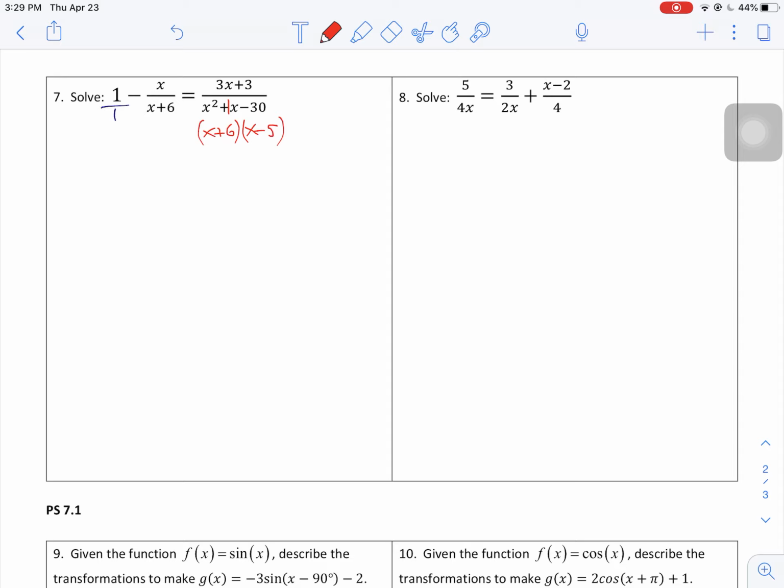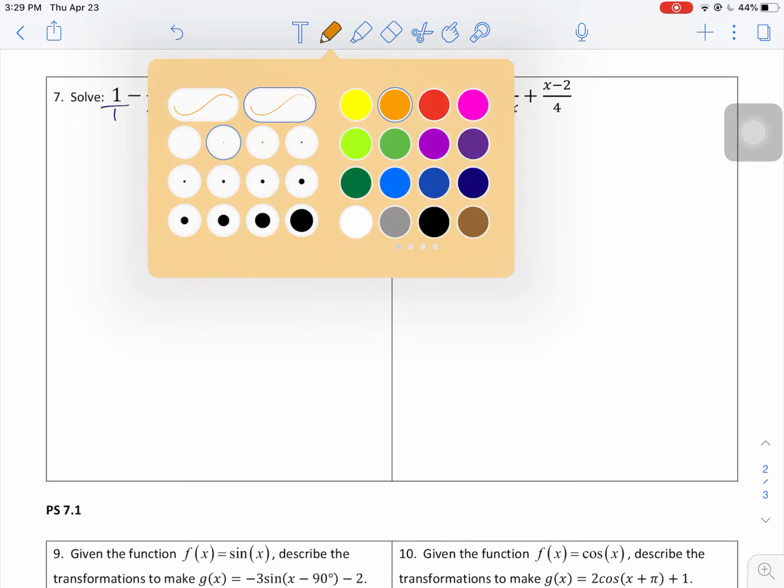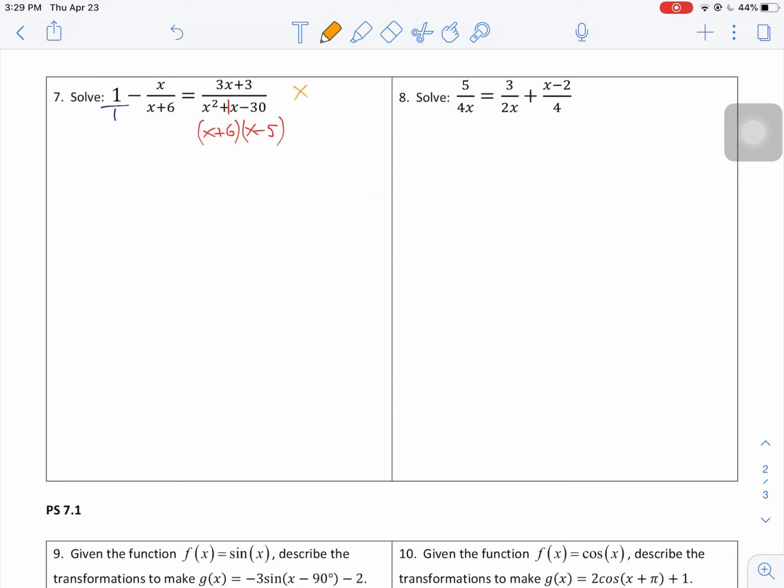Now that we have that taken care of, let's jot down our domain restrictions and then our LCD. For domain restrictions, we just want to jot down the x values that would make any of the denominators 0, because that means x cannot be those values. So from this second term, x cannot be negative 6, because if it was, then that denominator would be 0, and we're not allowed to divide by 0. Looking over here in the last fraction, x cannot be 5, because if it was, the denominator would be 0, and we cannot divide by 0. So x cannot be negative 6 or 5.